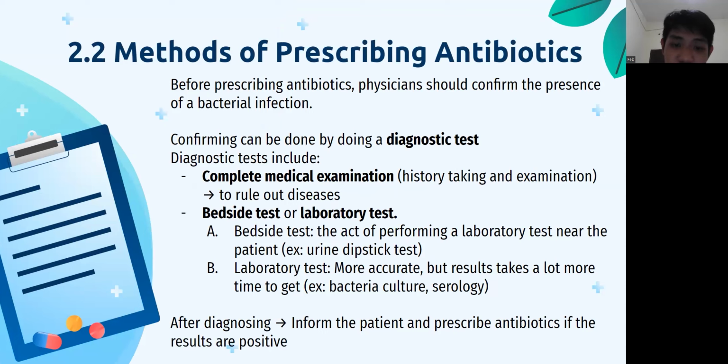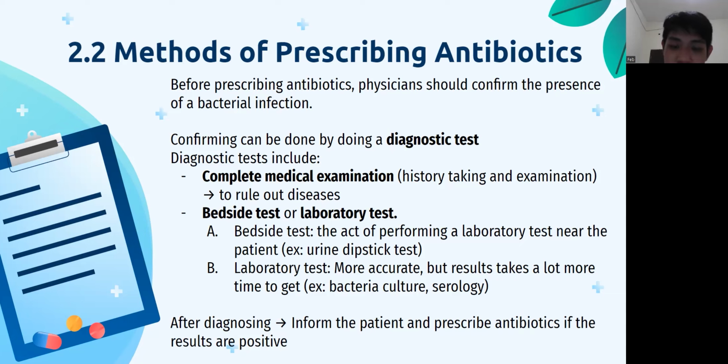The first one is a complete medical examination. A complete medical examination involves history taking and examination of the patient. This is done to rule out diseases. The second step is to do a bedside test or a laboratory test. A bedside test is the act of performing a laboratory test near the patient.